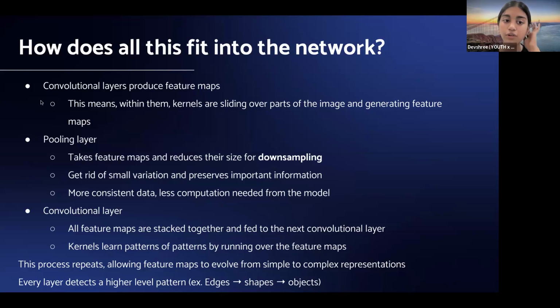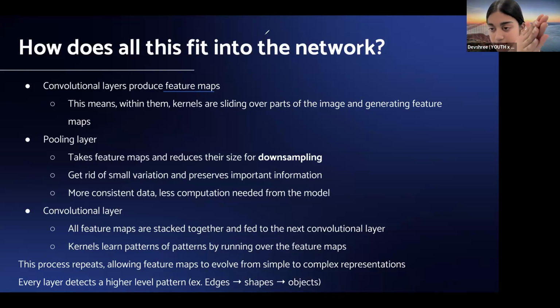So convolutional layers, that special kind of layer that we talked about earlier that CNNs have, that not all neural networks have, are the ones that produce these feature maps that we just talked about. Inside of the convolutional layers, kernels are going to be sliding over parts of the image and generating these feature maps. Where this happens, you guys are already familiar, right?